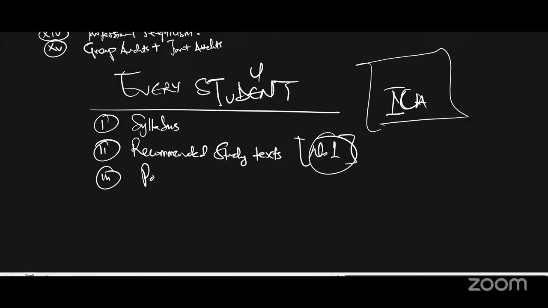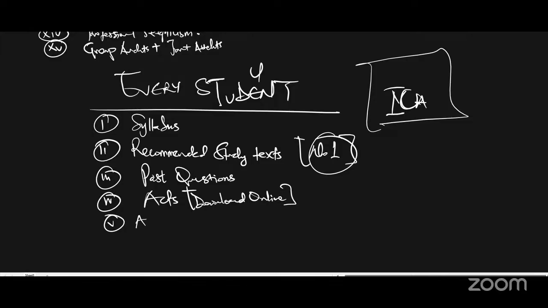You need past questions. You need the various acts. Tax, you work with acts. You can download them, even if you don't have a hard copy. You can download them online. And then you need accountability partners. This is the reason why most people are not passing. You need somebody to check you, to be on you. So you can liaise with somebody: you help me, I help you. That's how you do it.